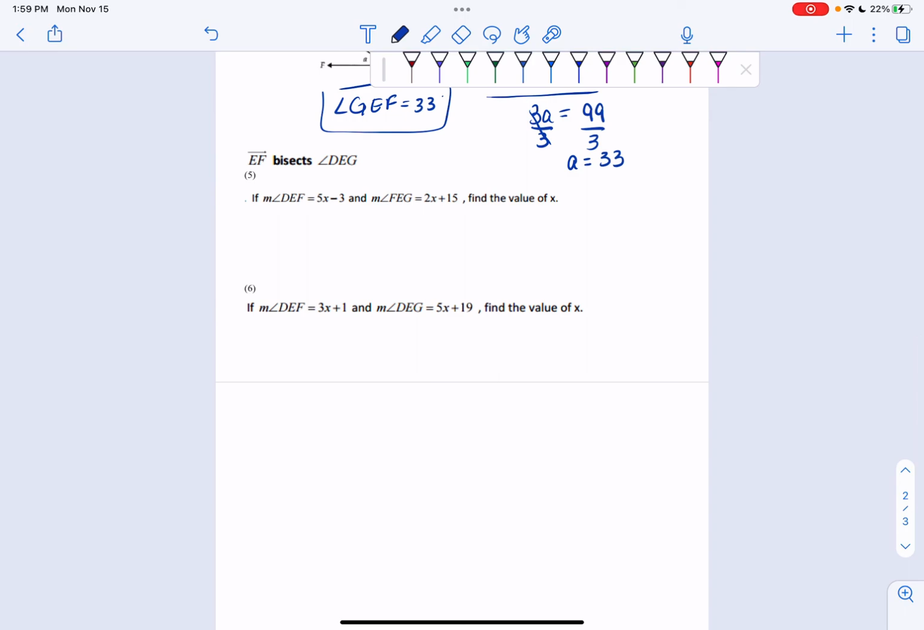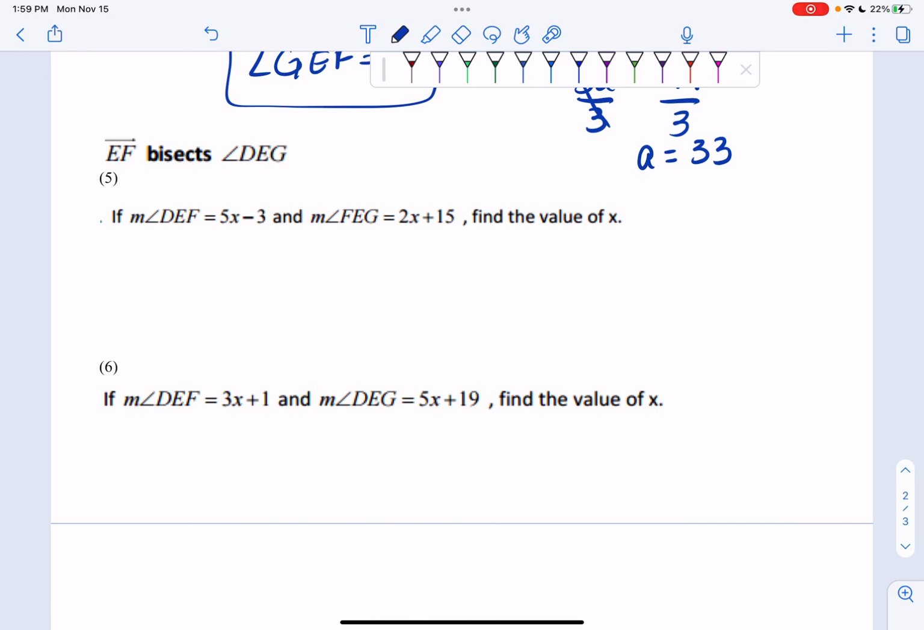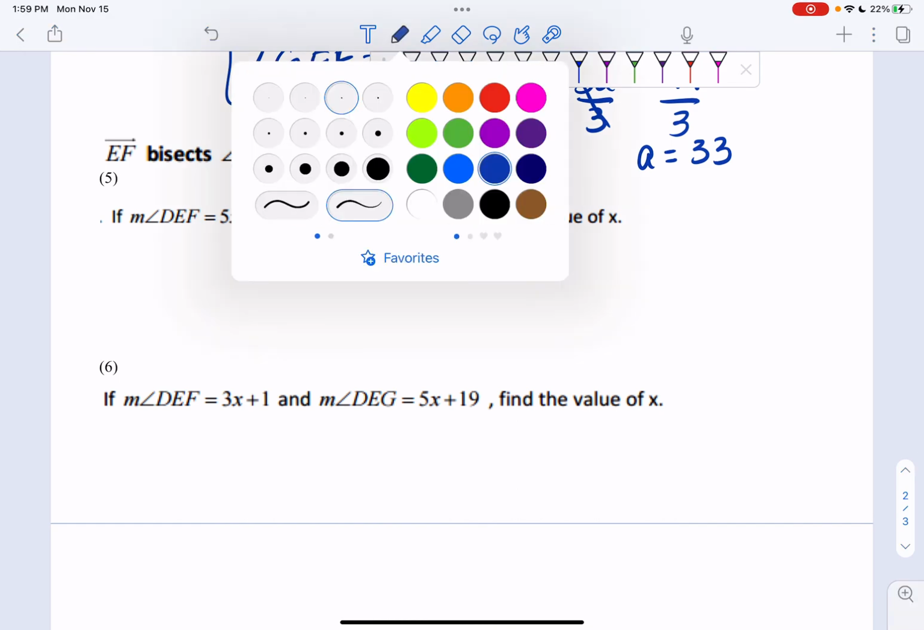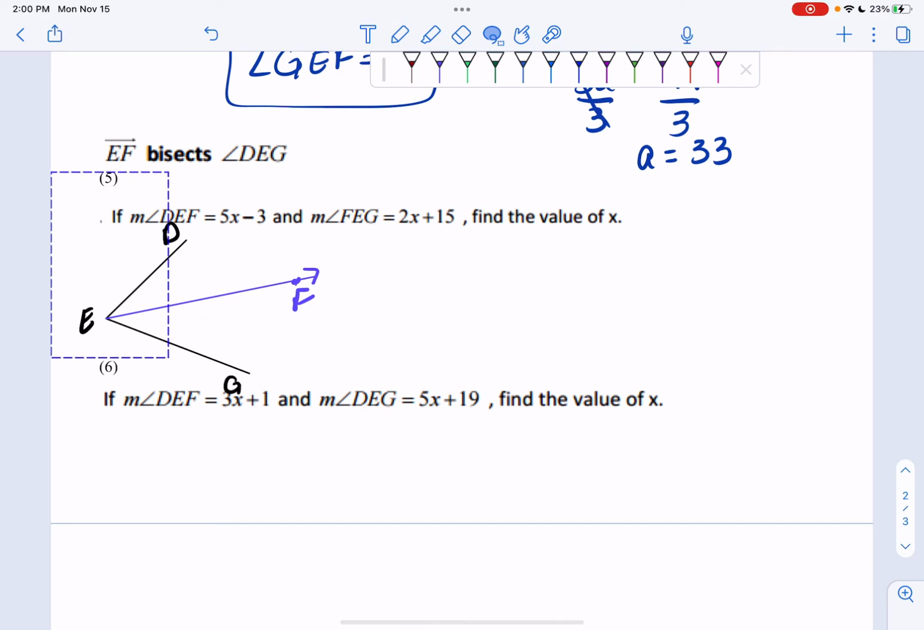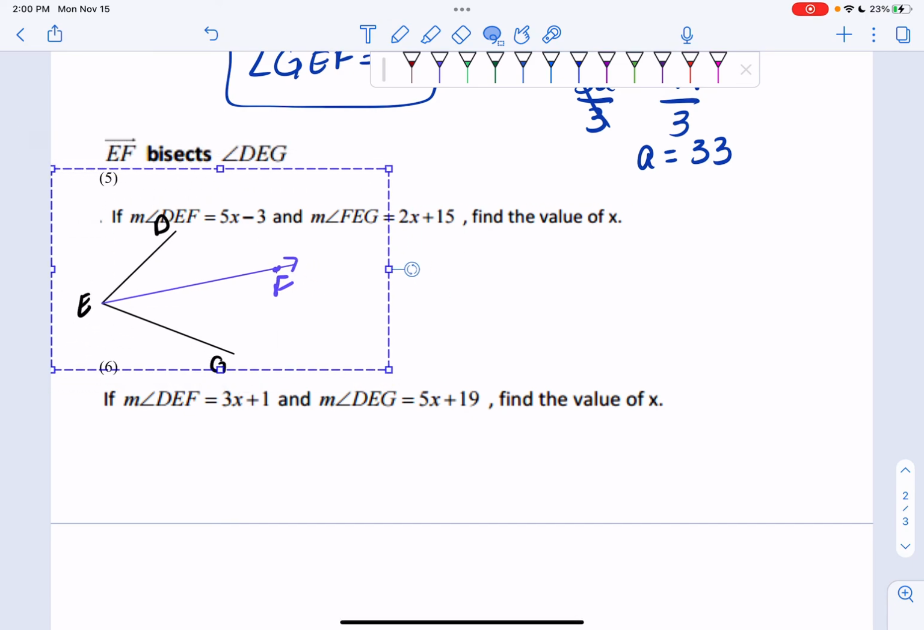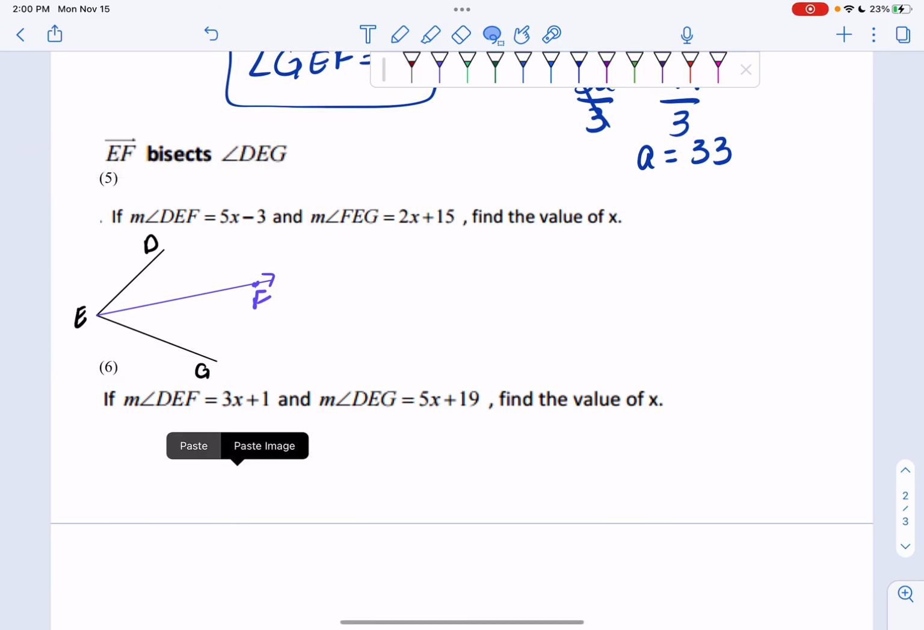Okay, number 5 and 6 are the exact same visual. I have EF bisecting angle DEG, and EF is a ray. So the first thing we do is I'm going to draw angle DEG. And then I'm going to draw ray EF. And it doesn't matter as long as you have it drawn somewhat to scale. So I'm going to make it a little tinier and then bring it down here as well.